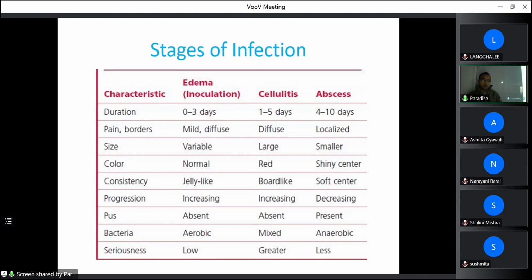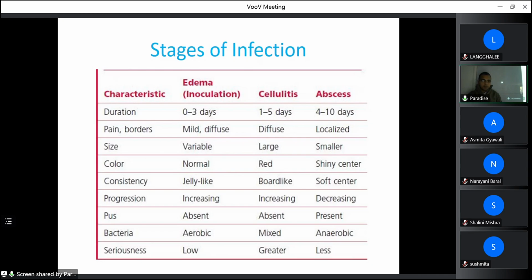Because whenever you prescribe the antibiotic, it will not enter into the pyogenic membrane. The antibiotic will not reach the area of pus. So you have to drain it. The color is normal in case of inoculation stage. It is red in cellulitis, and in case of abscess, there is shiny center. Consistency is jelly-like in case of inoculation edema. It is board-like, hard in case of cellulitis. There is soft center in case of abscess.